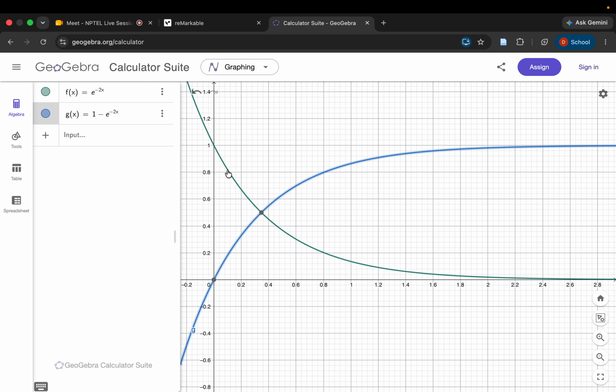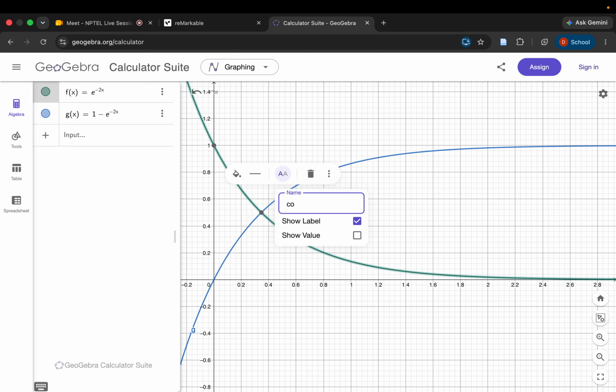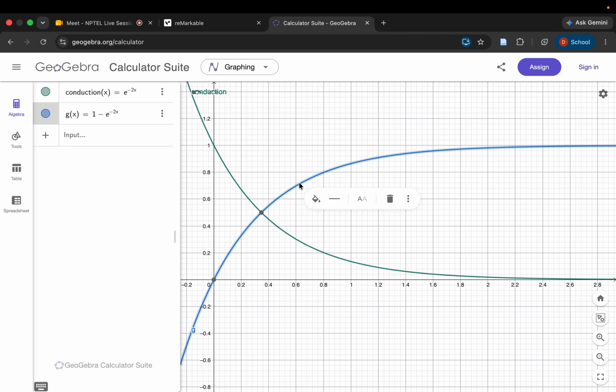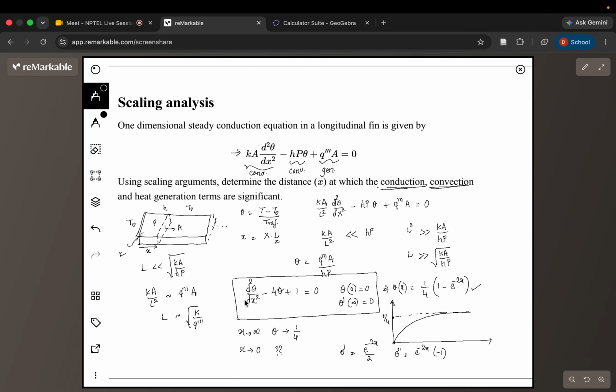When x tends to infinity, this first term, this is f of x, this is the conduction term, and this is the convection term. And then y equals 1 is basically my heat generation term. As you can see, when x tends to infinity, as we go very far apart, the conduction term is actually going to 0, which means in the differential equation, the contribution of this term to the overall differential equation will eventually go to 0 as x tends to infinity.